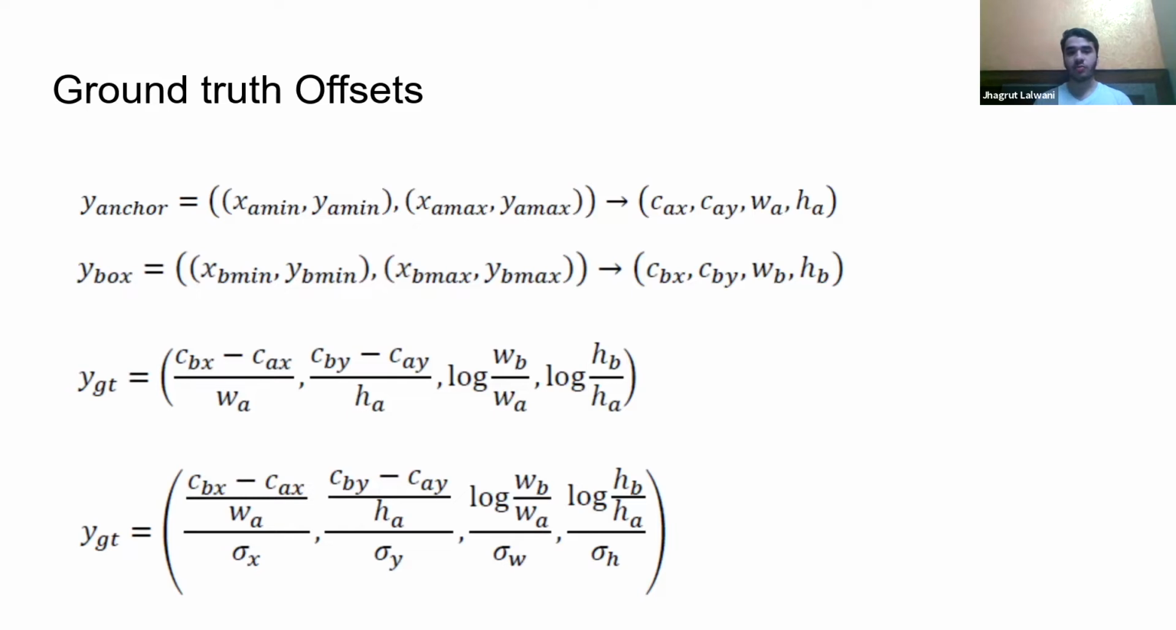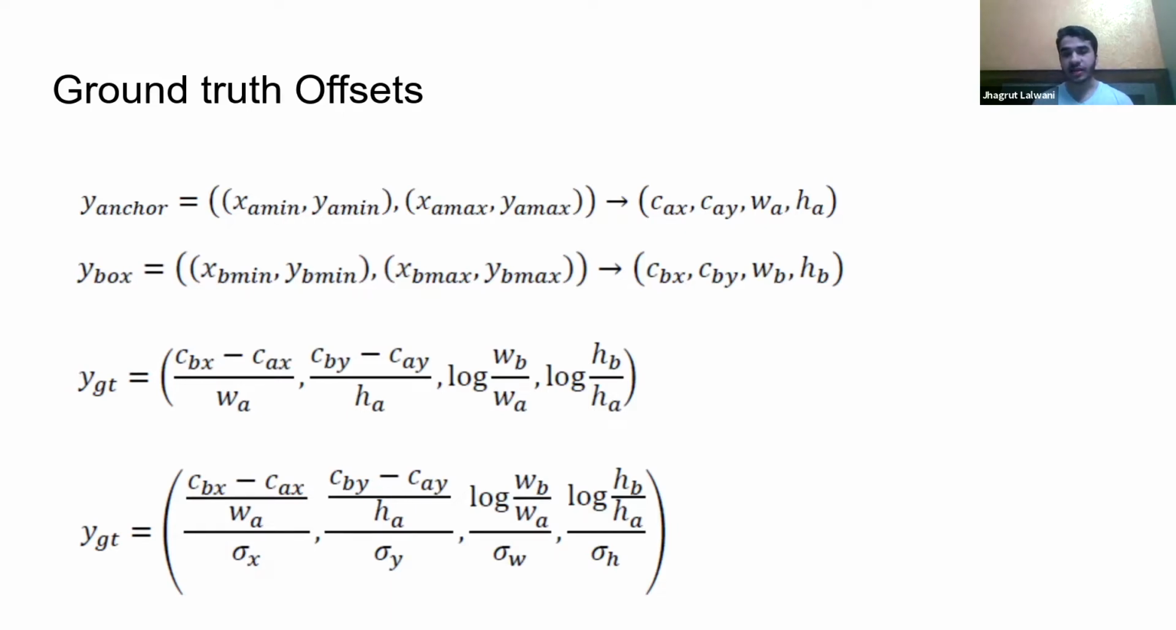Then the normalized ground truth offsets are expressed as the first formula. So YGT would be CBX minus CAX upon WA. Similarly for the y coordinates, and then the log values for width and height, that being log of WB upon WA and log of HB upon HA. But generally the values of the elements of YGT are very small. So YGT is very much less than 1. Small gradients can make it very difficult for the network training to converge.